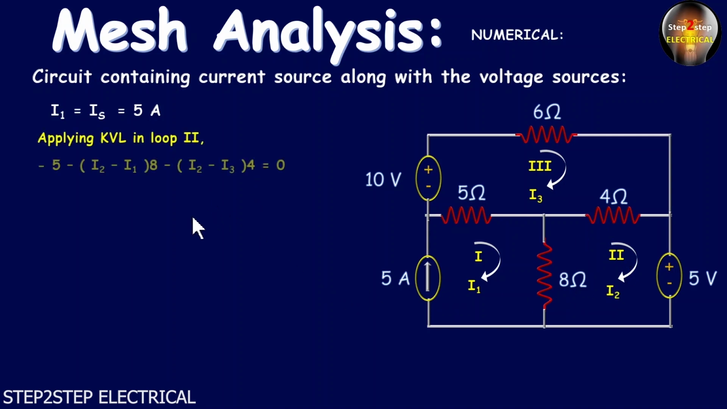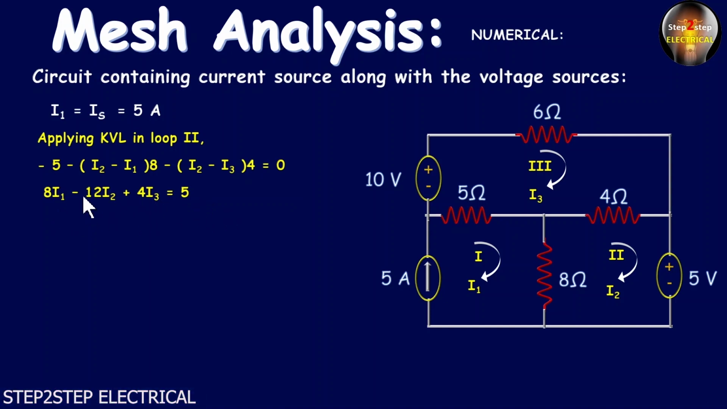On applying KVL in loop 2, we can write minus 5 minus (I2 minus I1) into 8 minus (I2 minus I3) into 4 equals 0. And on further simplifying, we can write 8I1 minus 12I2 plus 4I3 is equal to 5. As this current is flowing from positive to negative, that's why it is minus 5. And through this 8 ohm resistor, I2 current as well as I1 current both flow, and I2 is the current of loop 2. That's why we write (I2 minus I1) into 8 minus (I2 minus I3) into 4 is equal to 0. So on simplifying, we write 8I1 minus 12I2 plus 4I3 is equal to 5.